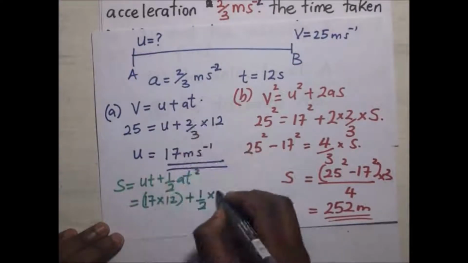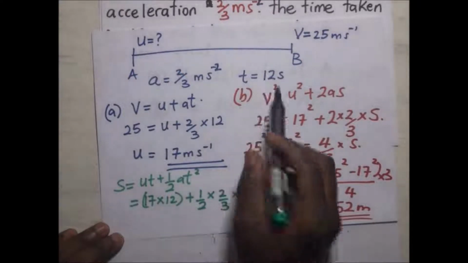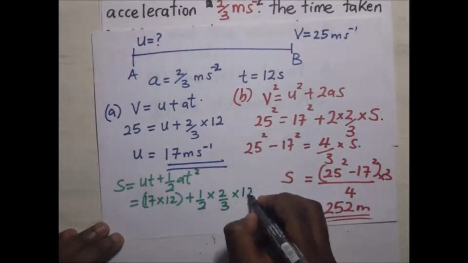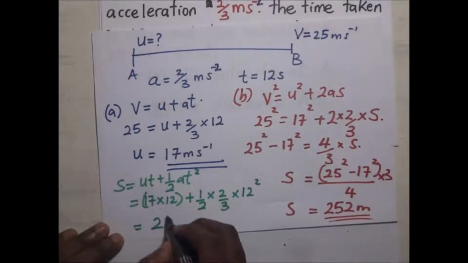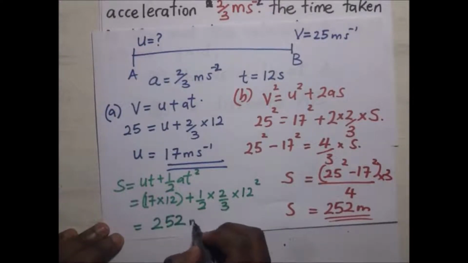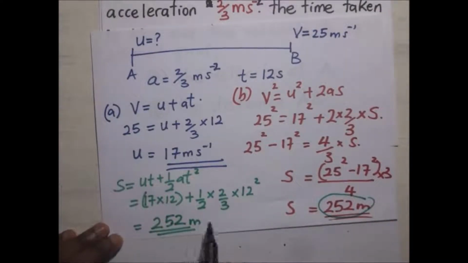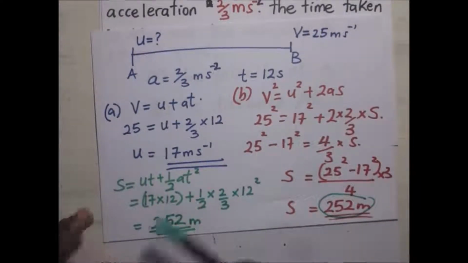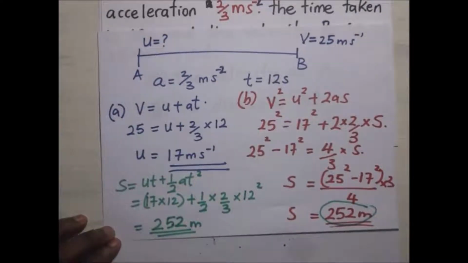The acceleration is 2/3 times time squared. The time is still 12 squared. And when we add all this up, you still end up with 252 meters. 252, just the same as this. So with part B, you can use this or you can use that formula. Either way, you will still be able to get the same answer.